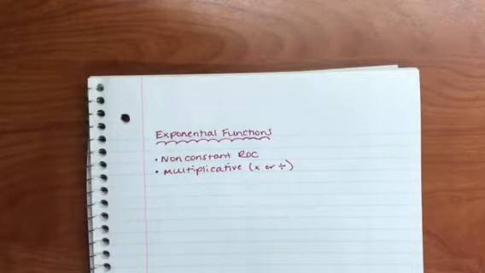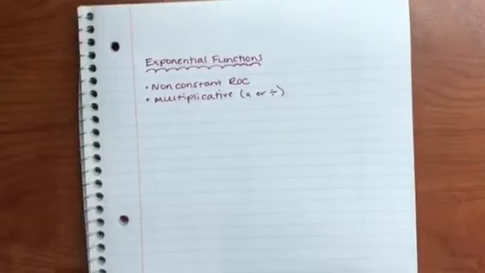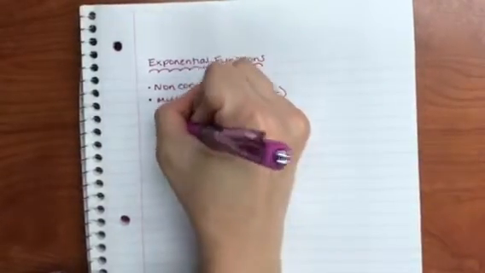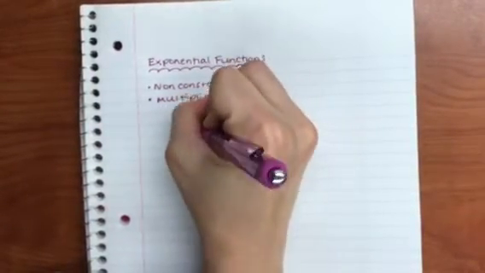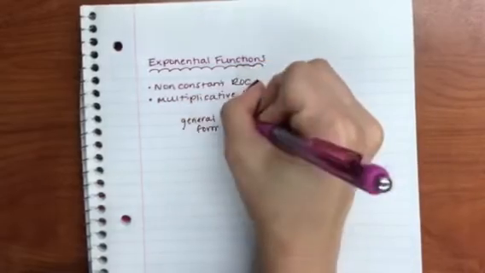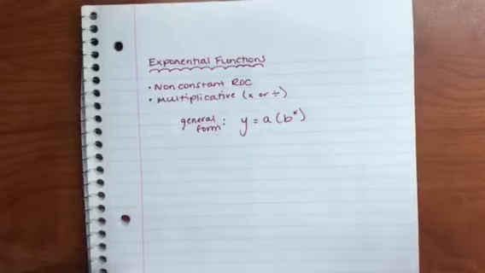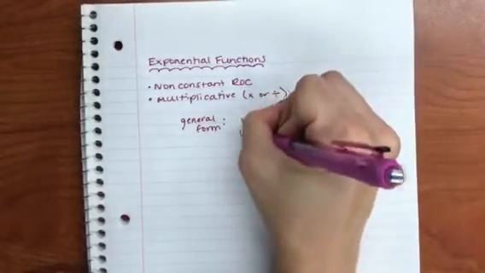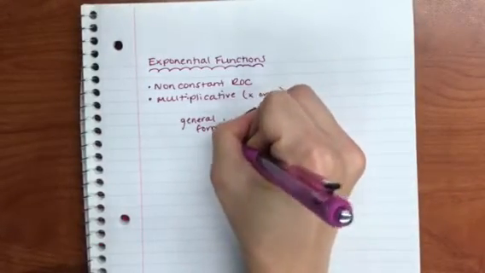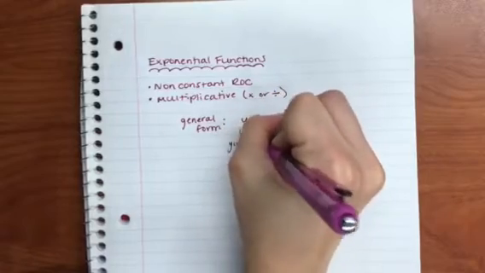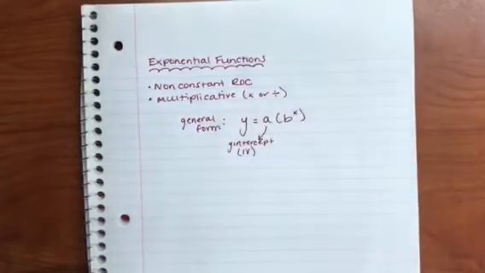Okay, and what we've learned this week is that exponential functions take the general form of y equals a times b to the x power, where a, you've learned, is the y-intercept or initial value, right?